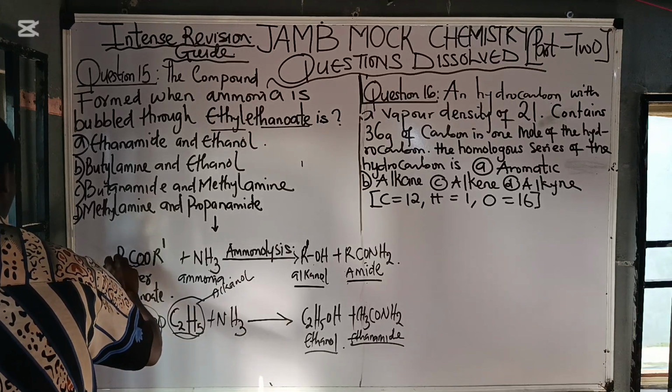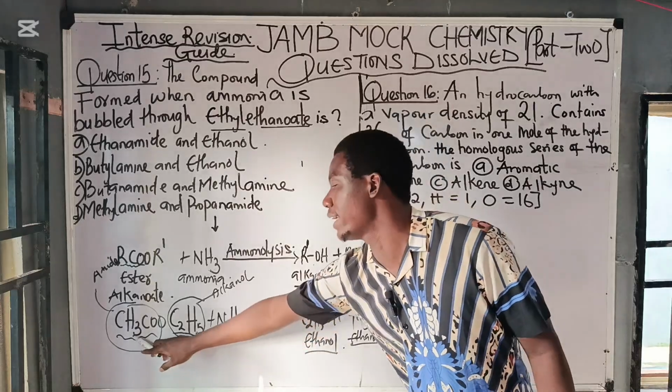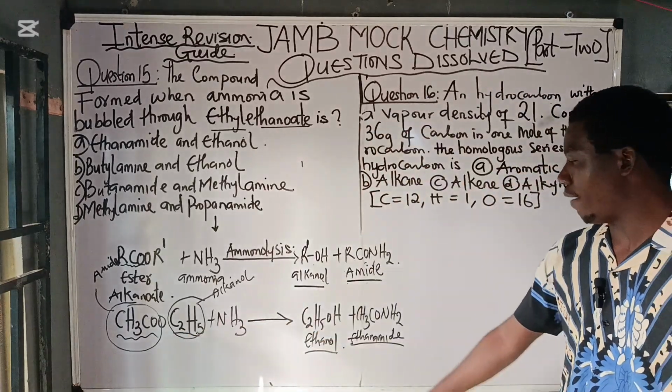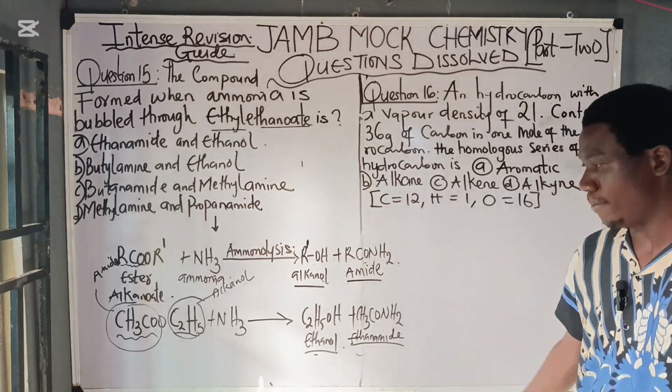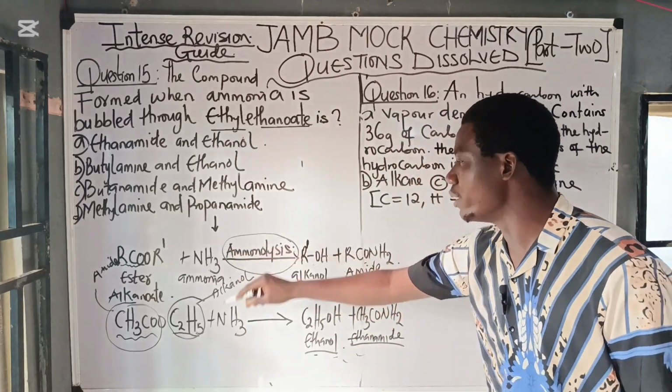Amide. So that whenever you want to balance the equation, in case you are having methyl ethanoate, you know how to balance the equation. Take note of that. So you have your ethanol and you have your ethanamide. This is the product, and the reaction is known as ammonolysis.